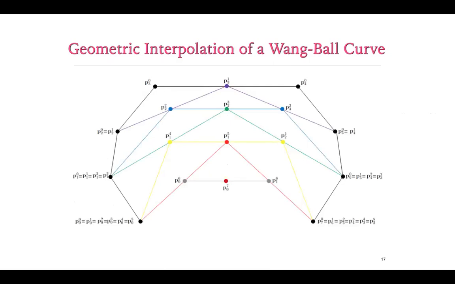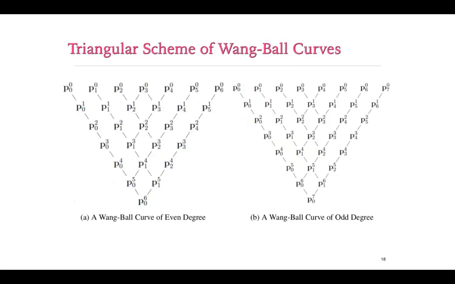Okay, and this one is a geometric interpolation of a Wang-Ball curve. And this one is triangular scheme. Okay, this one is easier. For Wang-Ball curve, why the interpolation is very fast, right? Because for degree 6, we will interpolate only 2 times. In degree 5, which is odd, we interpolate only 1 time, and 2 times, and 1 time, and then 2 times, and then 1 time. So this is the way that Wang-Ball does. So that's why it is very fast, right?